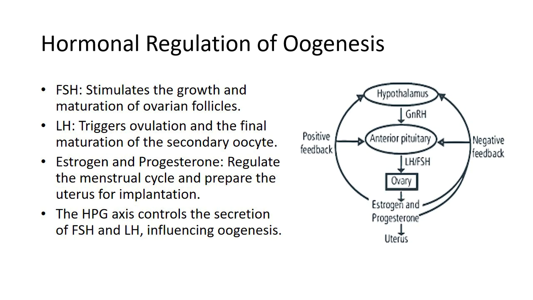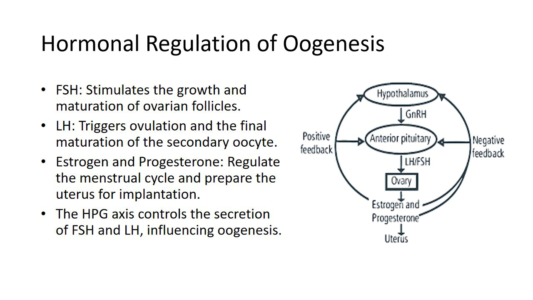Second, hormonal regulation of oogenesis. Oogenesis is regulated by the hormonal interactions between the hypothalamus, pituitary gland, and ovaries. This regulation is key to the menstrual cycle and the release of eggs during ovulation. Hypothalamic-pituitary-gonadal axis, HPG axis. The hypothalamus secretes GnRH, which stimulates the pituitary gland to release FSH and LH.